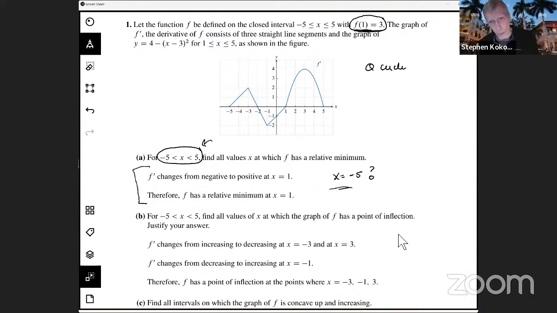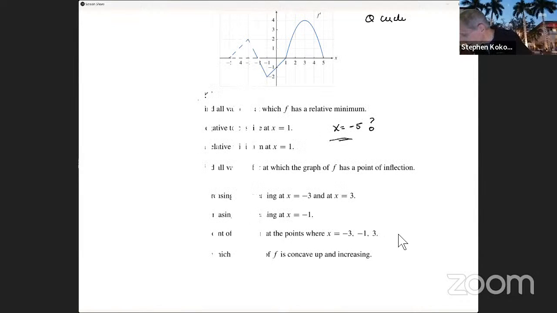But that's not true. And the reason is because you need to look at the definition of a relative minimum. And that definition says you must have an open interval about this value, x equals c or x equals a. And because of that, you cannot have a relative maximum or minimum at an endpoint of an interval. There could be an absolute max or min there, but not a relative min or a relative max. Common mistake.